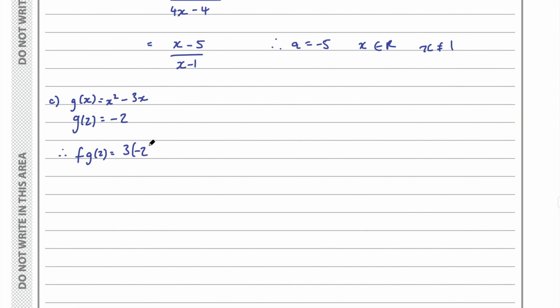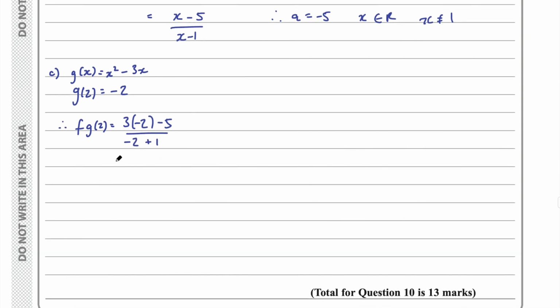So this is 3 times negative 2, take 5, all over negative 2 plus 1. And then we just need to go ahead and work that out. So this is going to be negative 5 take 5, which is negative 11, over negative 1. And that's going to be positive 11. So fg of 2 is 11.